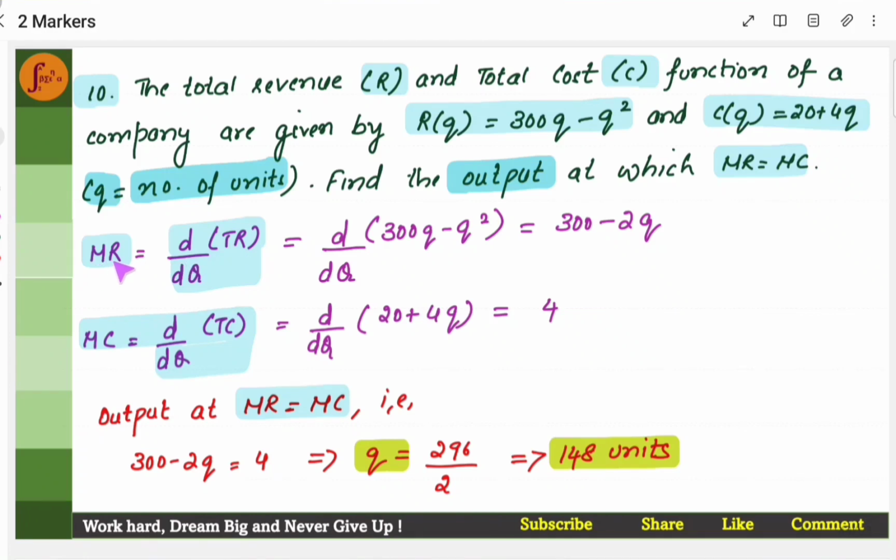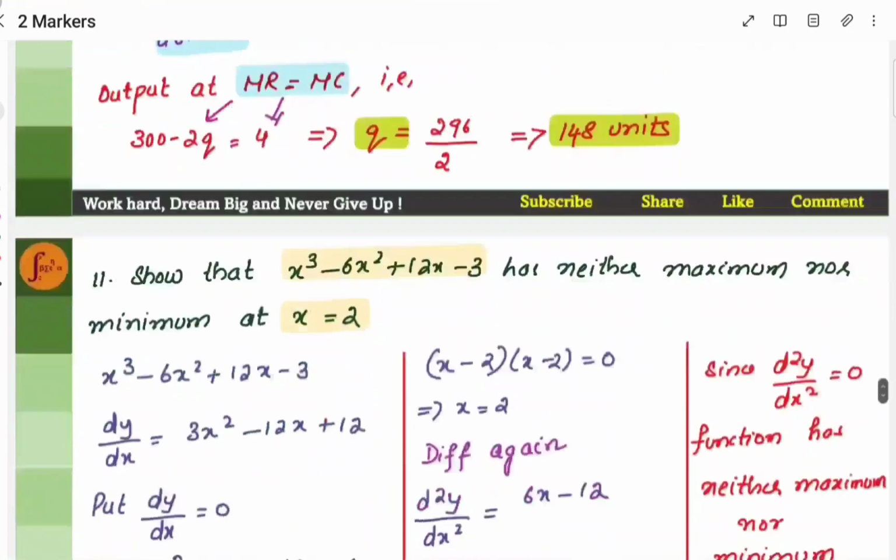So what is marginal revenue? Marginal means you have to differentiate. What do you have to differentiate? Revenue. So you have to differentiate the revenue function. It's already given here, right? Find the derivative. Then you have to find marginal cost. What is the cost function here? 20 plus 4Q. So find the derivative of the cost function. Now you'll have to find the output when MR is equal to MC. So equate them. Put the marginal revenue expression and the marginal cost expression. Equate it. You'll get the value of Q. 148 units.